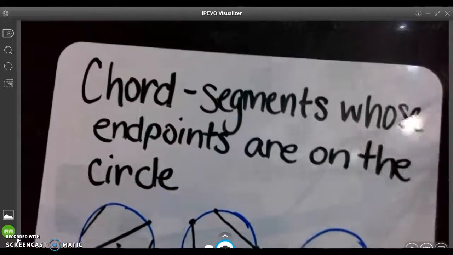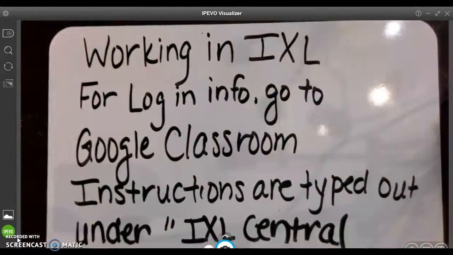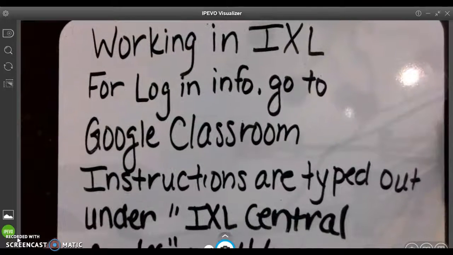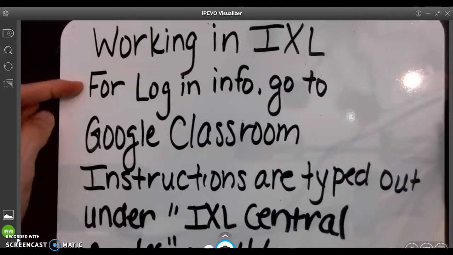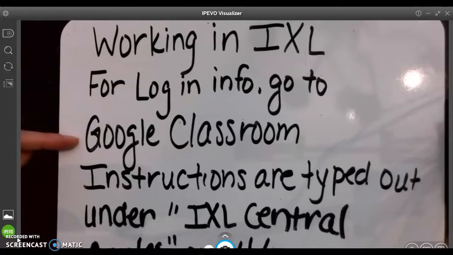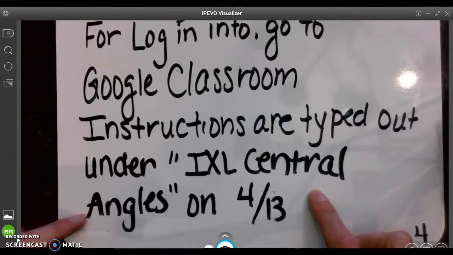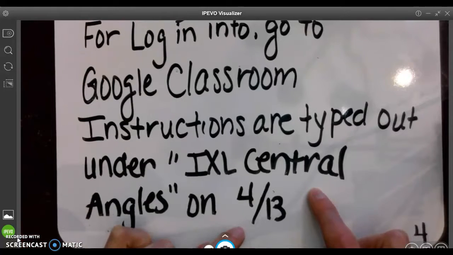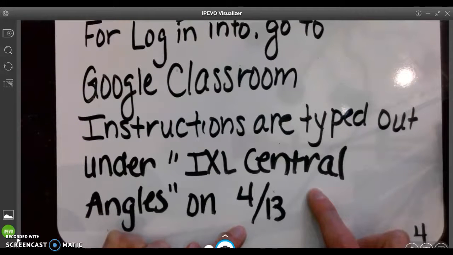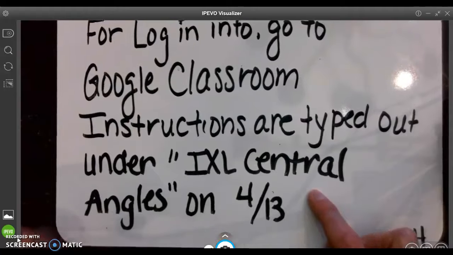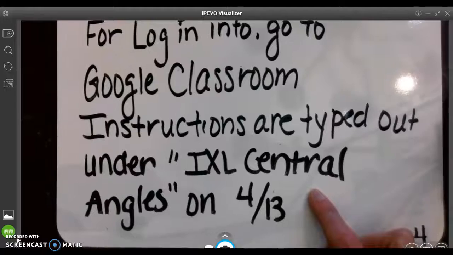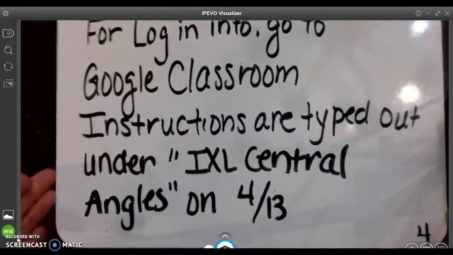So what you're going to be working on today, and we're going to review a little bit before you do that, is you're going to be working in IXL. It's a pretty easy lesson. If you've forgotten how to log in, go to your Google Classroom, and there are typed out instructions under the first day that we used IXL. So it's under IXL Central Angles, and that was on April 13th that you did that. And so those instructions are typed out on how to get into IXL. If you don't remember how to do that, you go into Clever and log in with your Google account and then find the IXL button. But if you need that information, it's still there in Google Classroom for you.